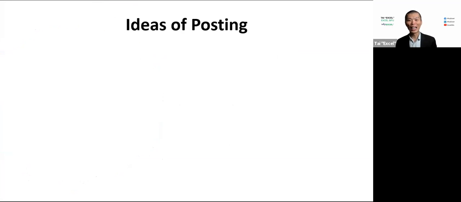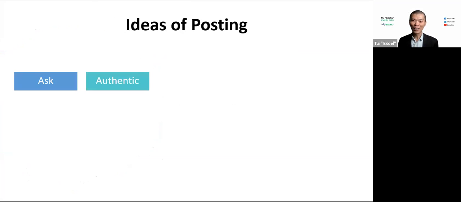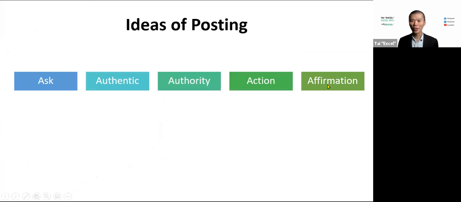So let's see the ideas of posting. The first one is about ask. Second is authentic. Third is authority. Fourth is action. Fifth is affirmation. Apa ni? All A. Okay, let's see what's the first one. A means ask. Ask, you could post something and ask for opinion, ask for discussion and recommendation. And now LinkedIn has something called poll. You can ask people to vote as well. That means asking people for opinion.